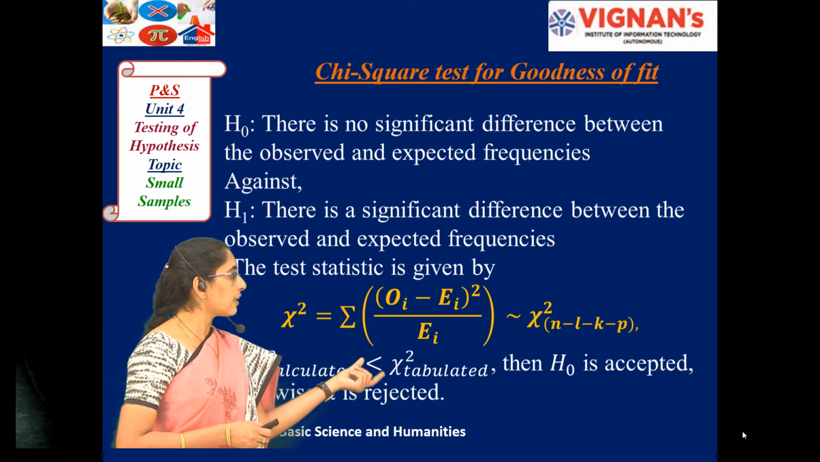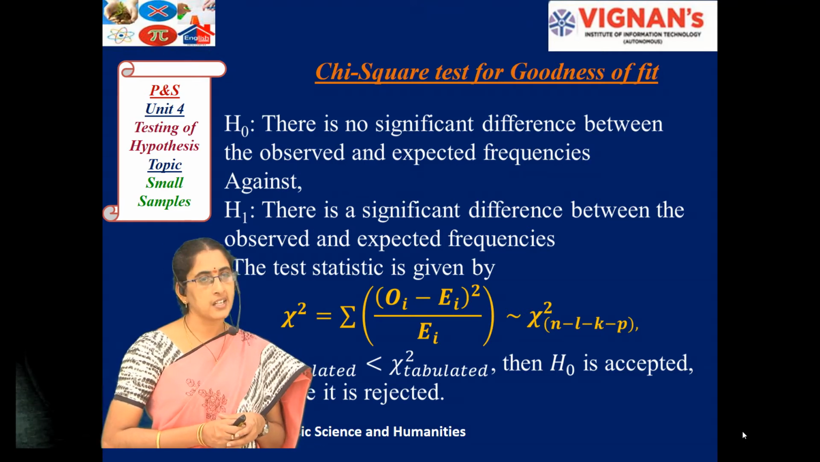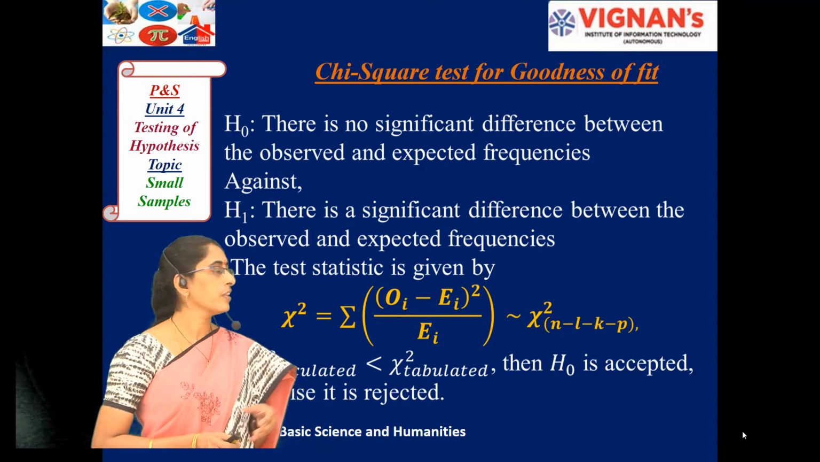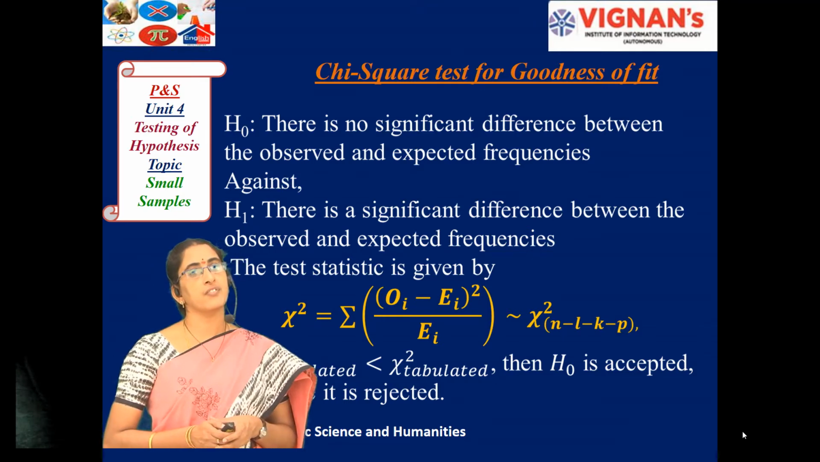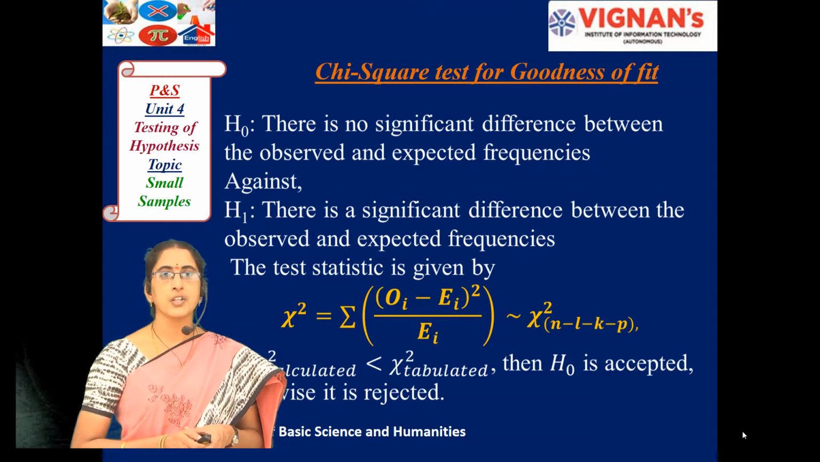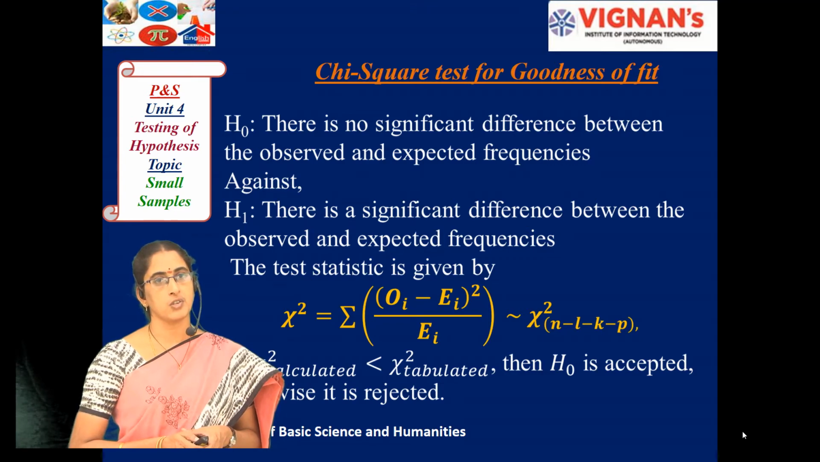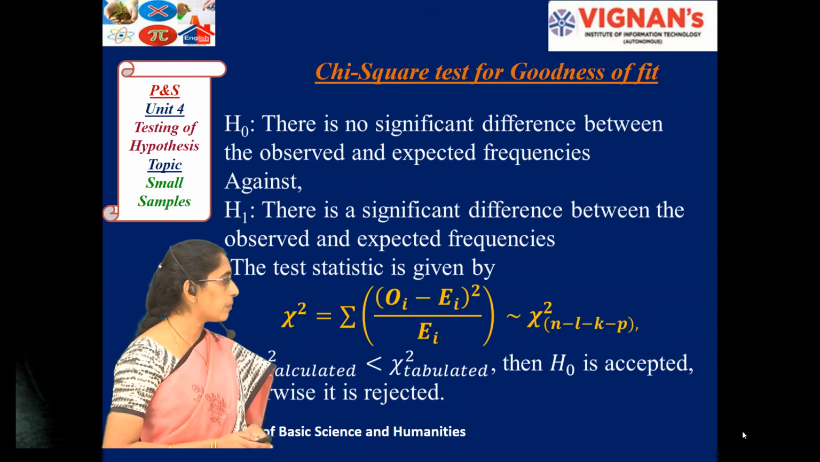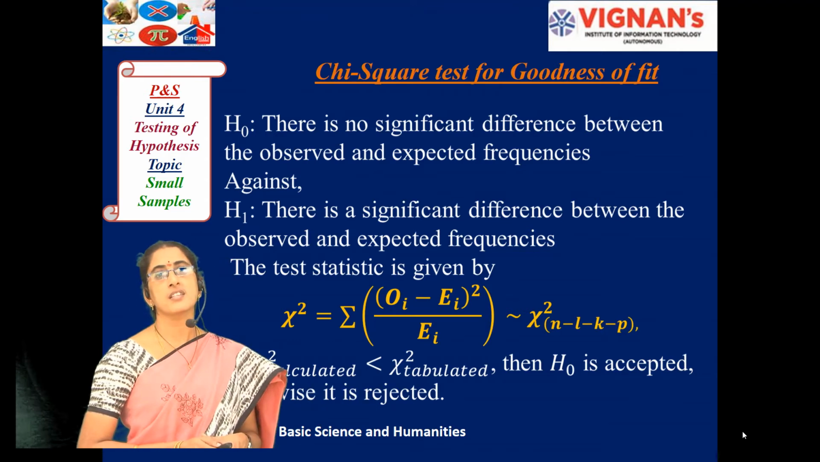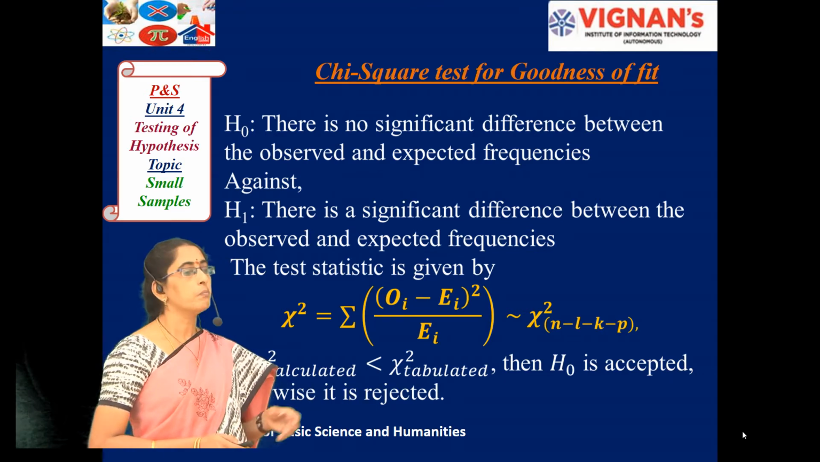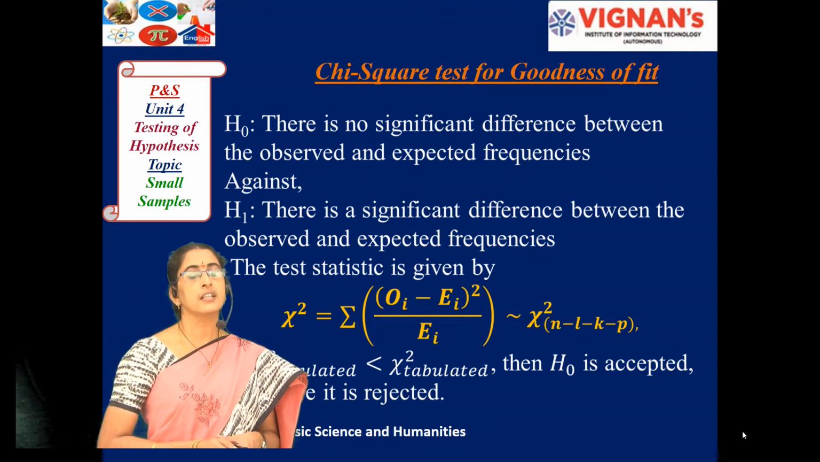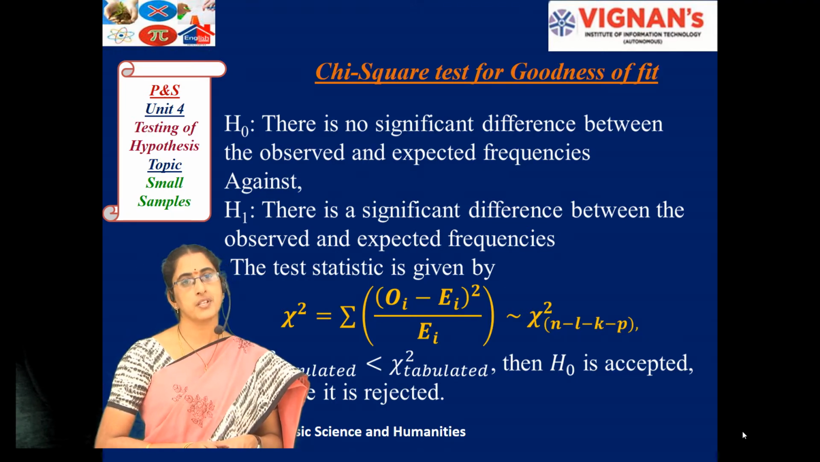The tabulated value of chi-square is obtained at n minus L minus k minus p degrees of freedom. Here Ei is the expected frequency, which is obtained using either the binomial or Poisson distribution. If chi-square calculated is less than chi-square tabulated, then the null hypothesis H0 is accepted. But if chi-square calculated is greater than chi-square tabulated, the null hypothesis H0 is rejected.